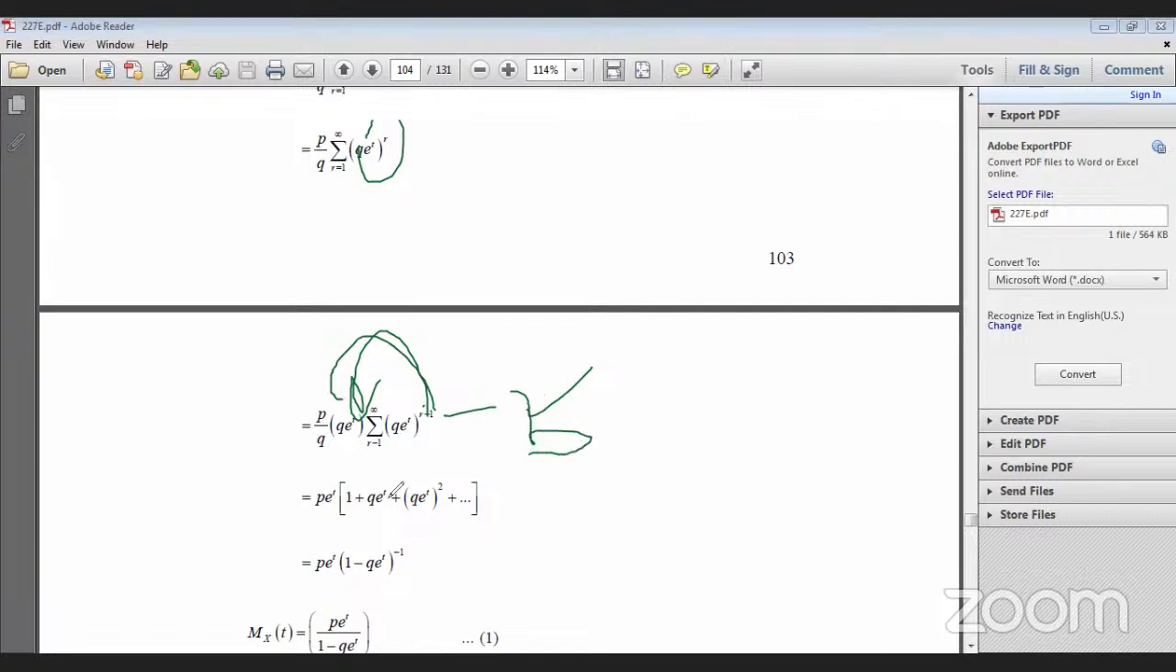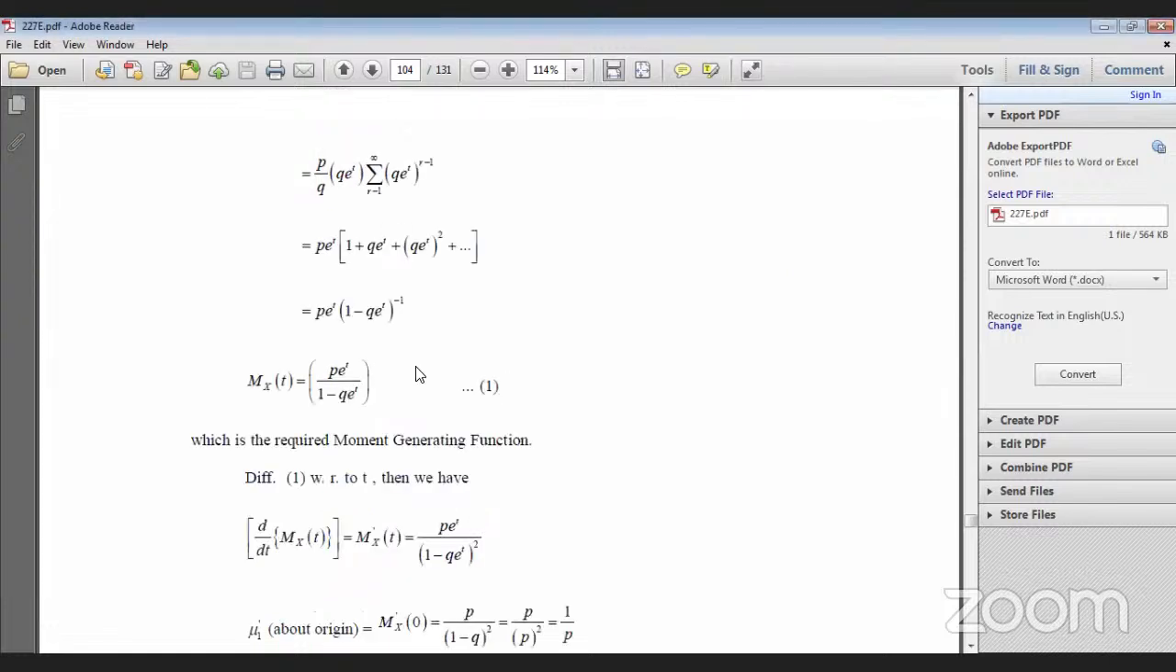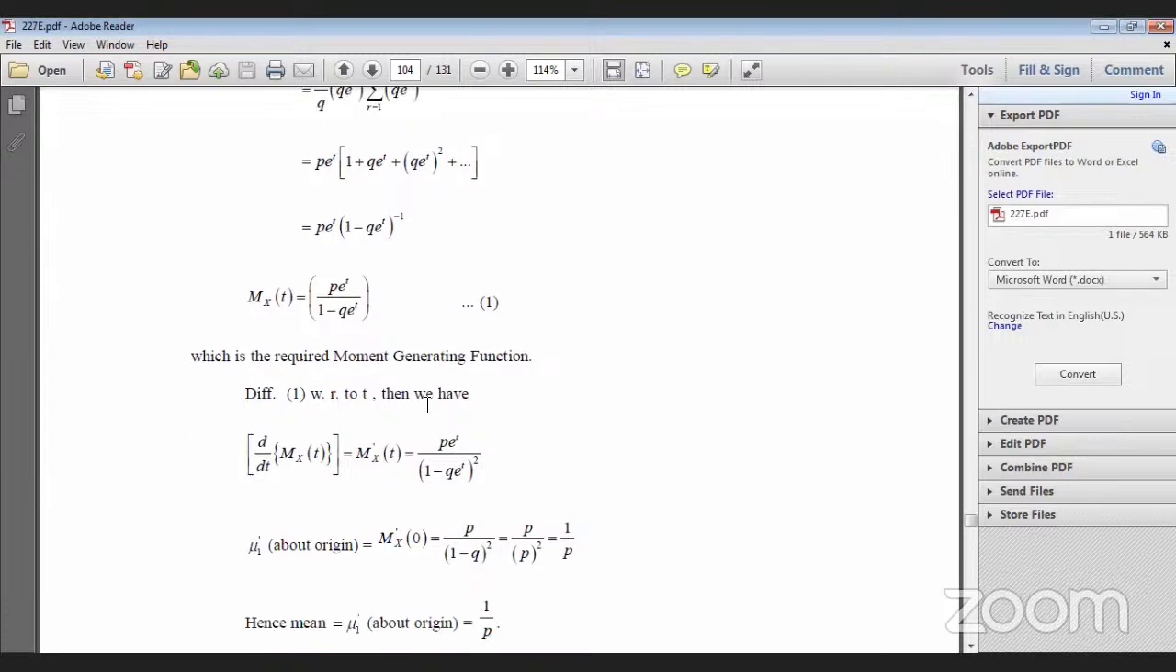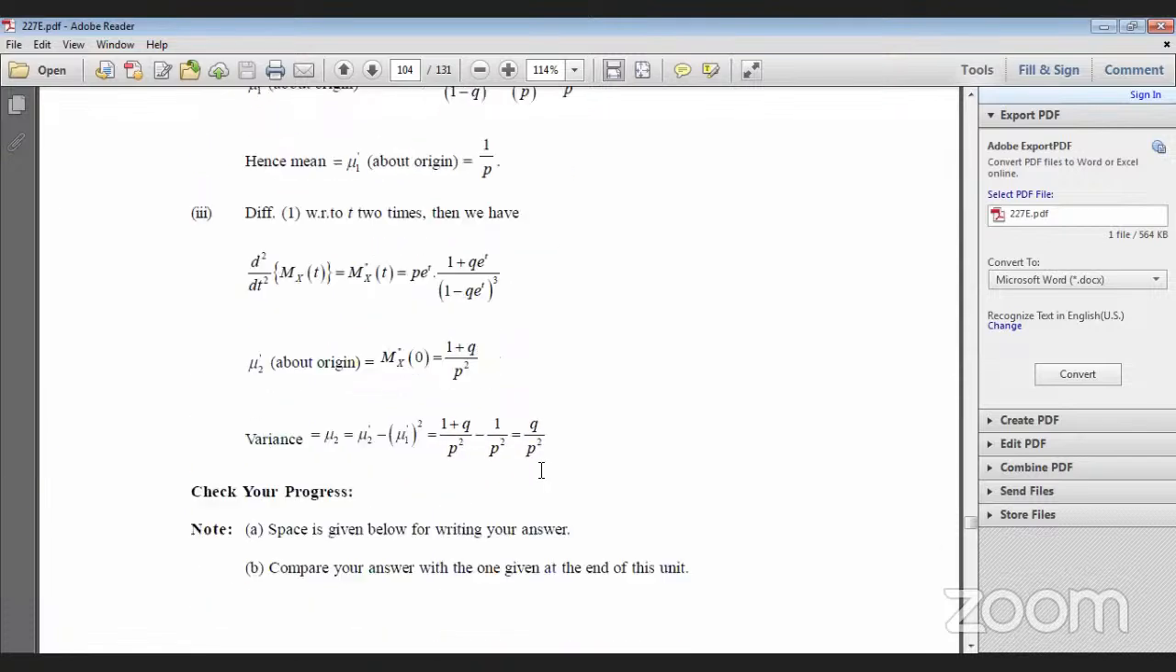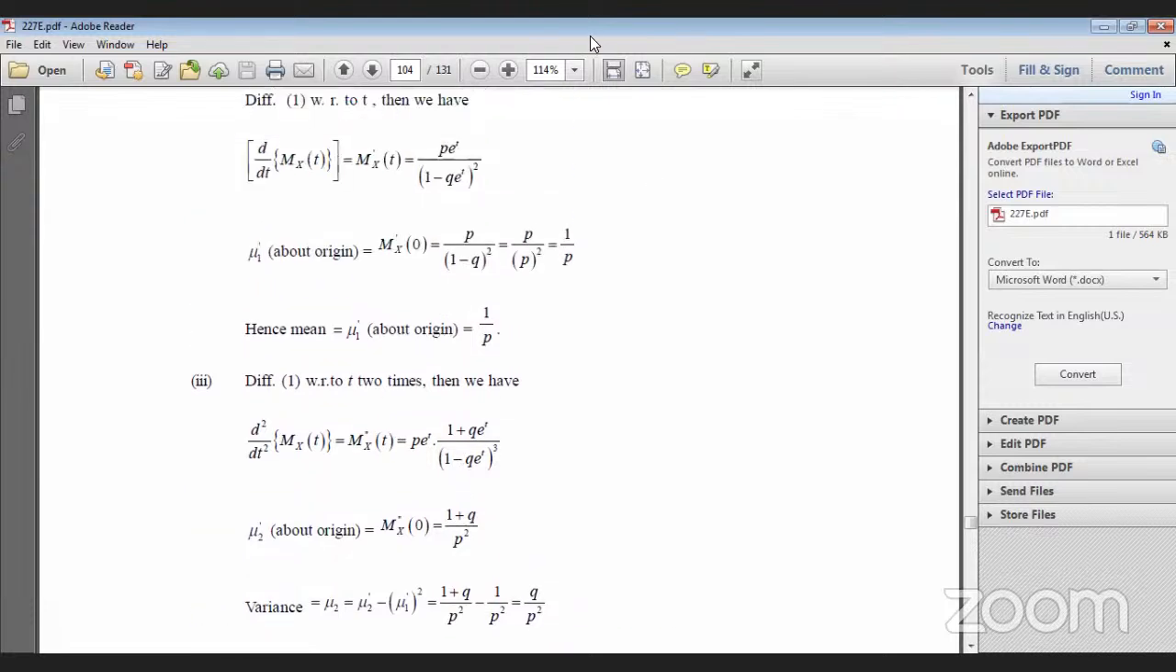Yes sir, I have written it below. p into e power t times 1 plus q into e power t plus q into e power t whole square plus q into e power t whole cube. We write it like that. M of x of t is p into e power t by 1 minus q into e power t, which is the required moment generating function. We know the derivative d by dt of M of x of t is p e power t by 1 minus q into e power t whole square. At the origin it is p by 1 minus q whole square, that is 1 by p. Did you understand?